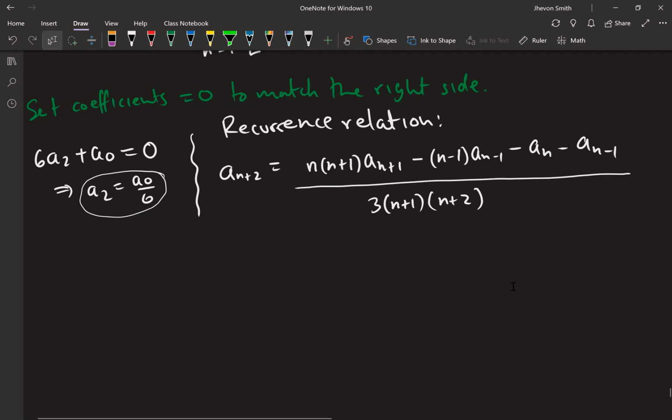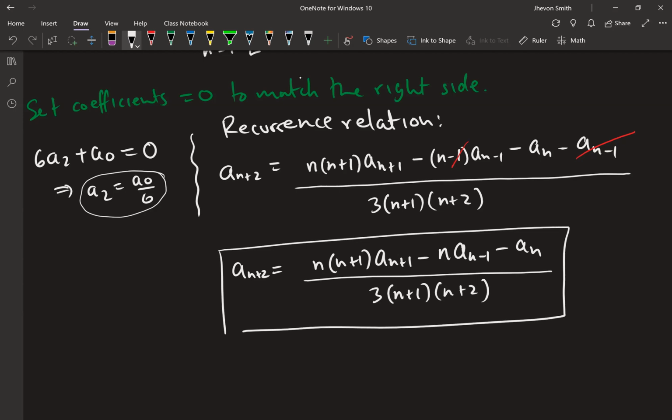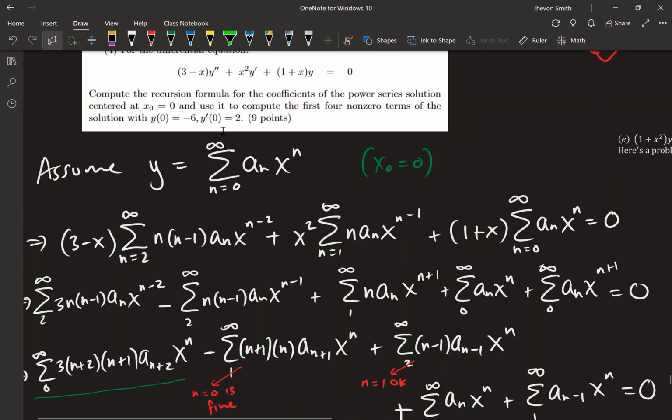I mean, we can clean this up a little bit, can we? I can combine this n minus 1 in there, because this part would actually cancel with that if I multiply it out. So this would look like n times (n+1) a(n+1), minus n a(n-1), minus a(n), all over 3 times (n+1) times (n+2). So that's the recurrence relation. They asked us for that. Find the recursion formula. So this is the recursion formula.